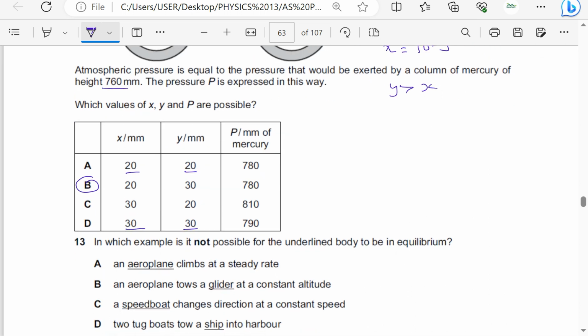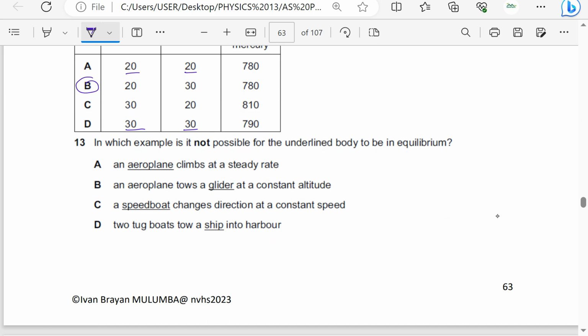As simple as that. In which example is it not possible for the underlying body to be in equilibrium? An aeroplane climbs at a steady rate. That means constant velocity, acceleration is 0, resultant force is 0. So this is equilibrium. An aeroplane tows a glider at a constant altitude.